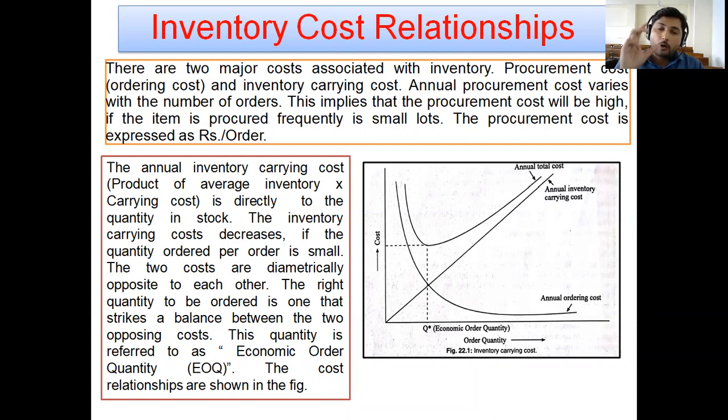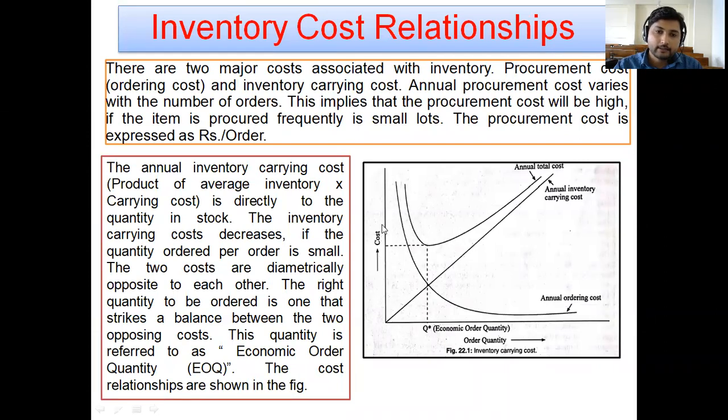Now here, if the ordering quantity decreases, then the cost associated with the order will get enhanced, but the inventory carrying cost will get decreased. Now this is represented over here in this particular diagram.